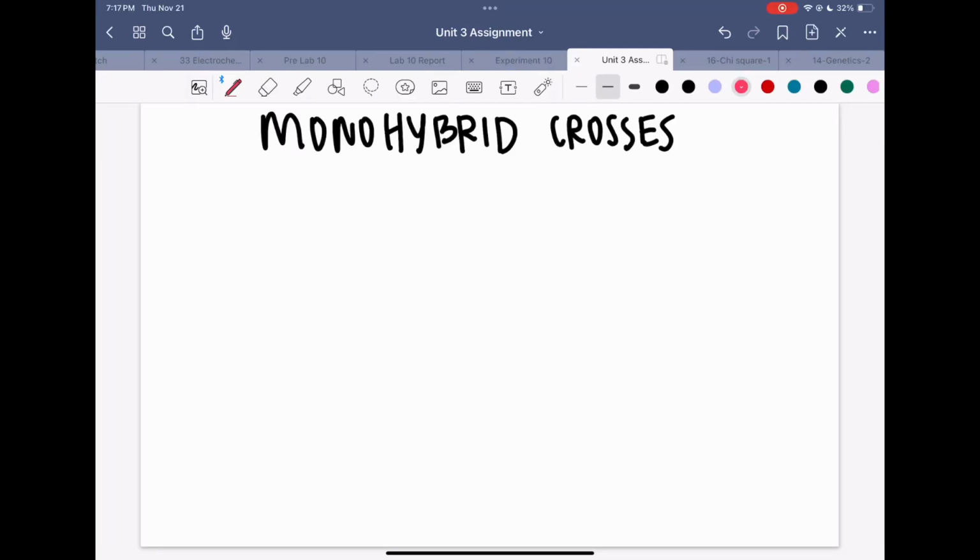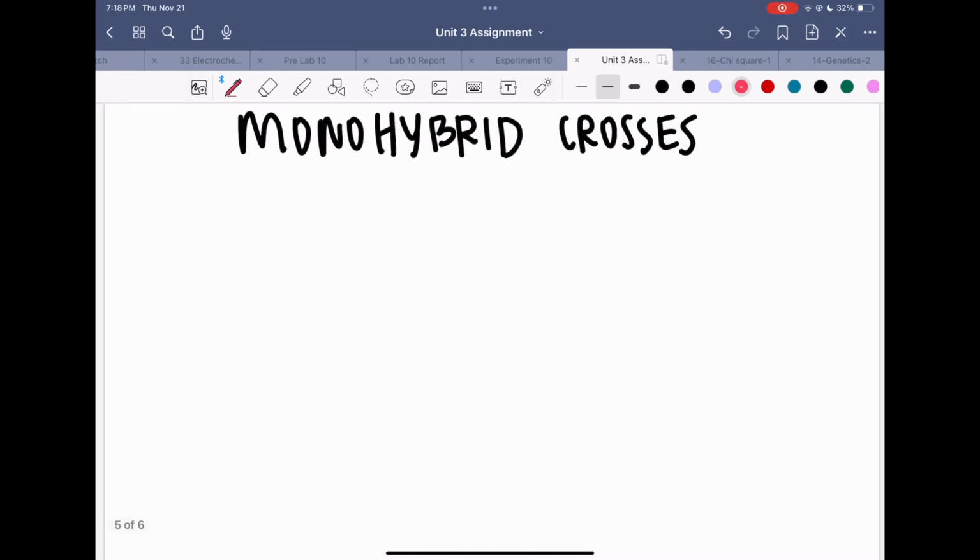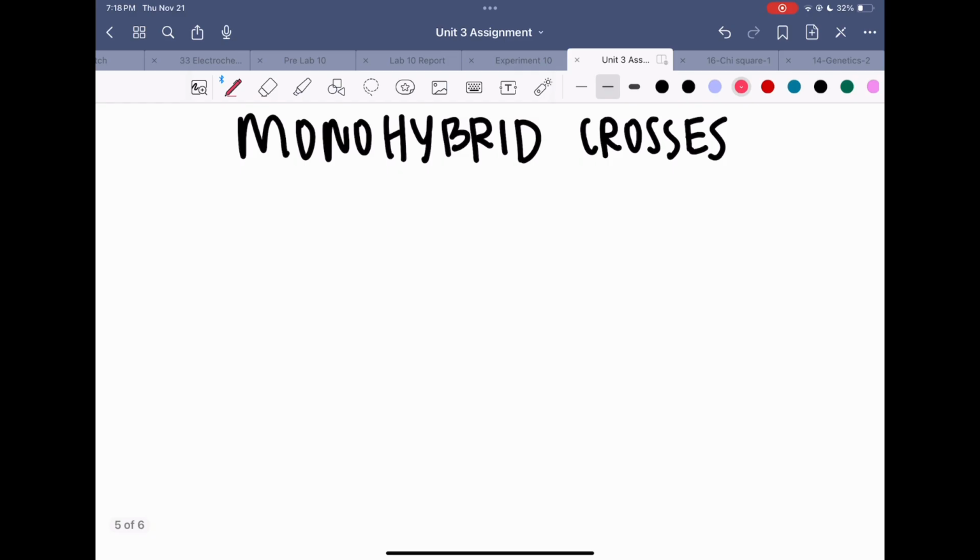Okay, so I'm going to talk about monohybrid and dihybrid Punnett square crosses. I think these are kind of fun to do, so I thought I would draw this out. Okay, so let's just, for example, say we are talking about dogs here.